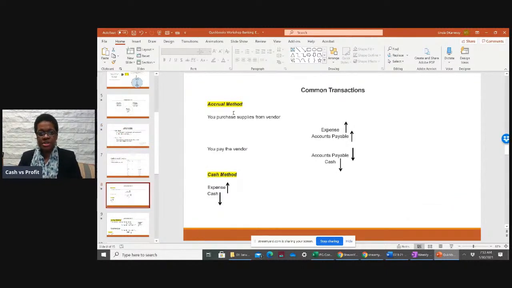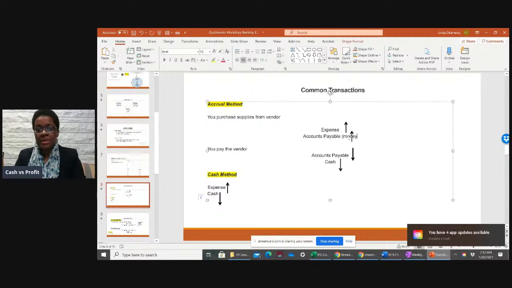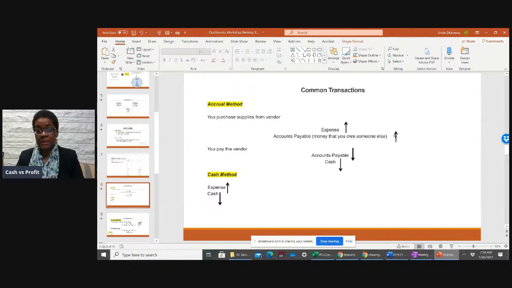So say, for instance, you're purchasing supplies from a vendor. If you use the accrual method, so once again, this is the accrual method, if you purchase supplies from a vendor, you're going to go into your accounting system and you're going to record an expense and you're also going to record accounts payable. And when you record this, it's going to increase the expense and increase your accounts payable. So accounts payable is money that you owe someone else. I'll put that there. So remember, that's money that you owe someone else.